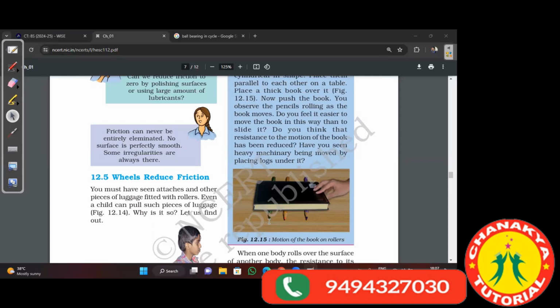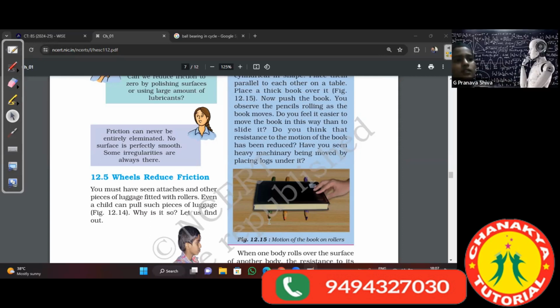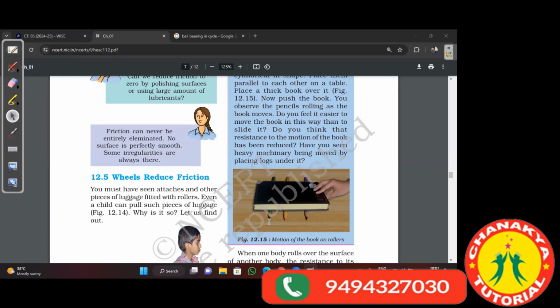Understood everyone the difference between sliding friction and rolling friction? Yes, sir. So yes, Charanti, what is sliding friction? Sir, sliding friction means, suppose we take a car, it moves because of the sliding friction, sir.